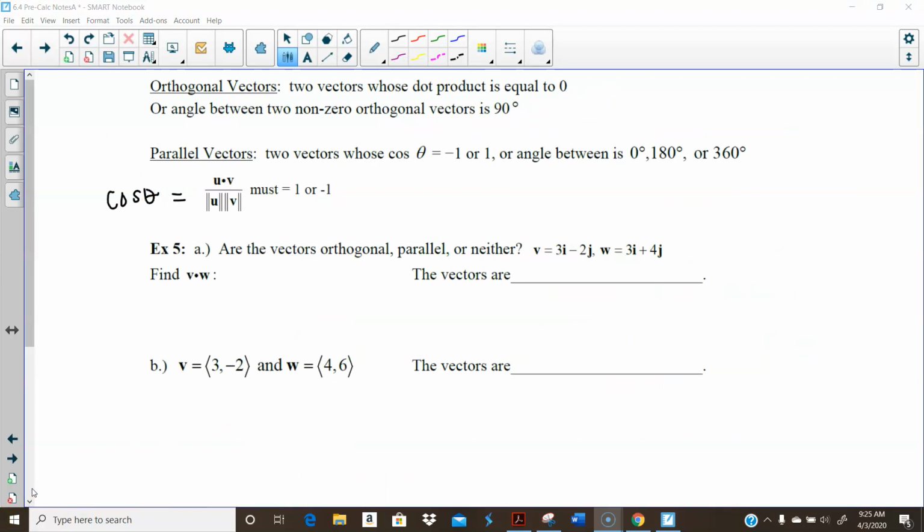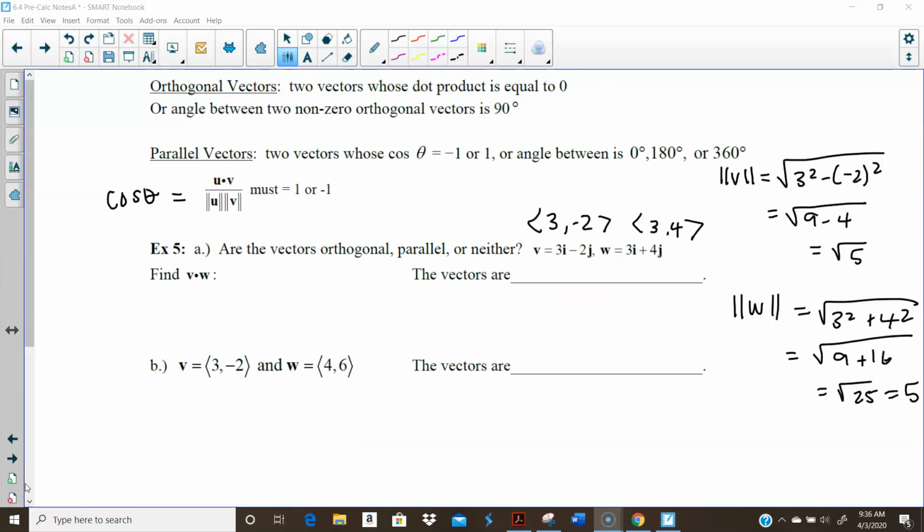Orthogonal vectors. In example 5, we're going to determine if the vectors are orthogonal, parallel, or neither. Orthogonal vectors are two vectors whose dot product is equal to 0, or angle between the two vectors is 90 degrees. Basically, they're perpendicular vectors.